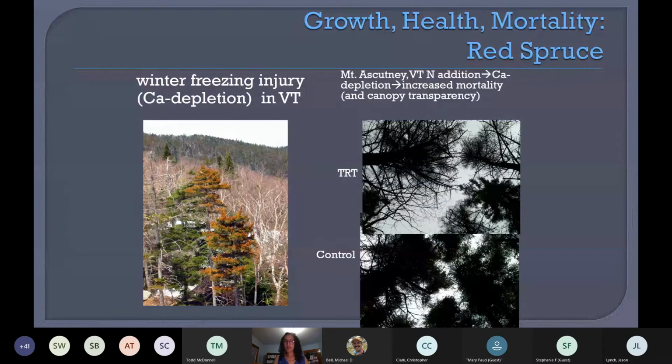So in the example on the left, you can see winter freezing injury of red spruce needles, which can lead to crown deterioration and tree mortality. So elevated nitrogen and sulfur deposition contributes to foliar calcium deficiencies that predispose trees to winter injury. On the right, you can see the results of nitrogen additions at Mount Ascutney in Vermont of 16 kilograms per hectare per year that increased the mortality and led to the canopy transparency you see in the upper panel.